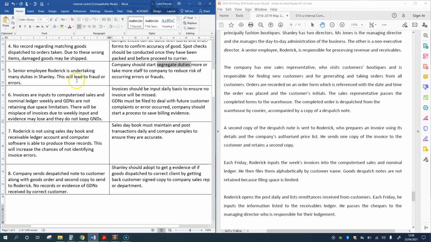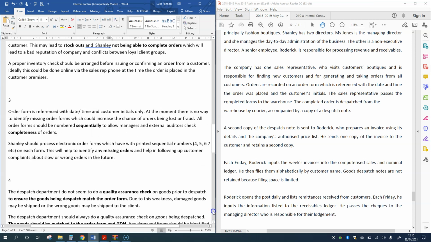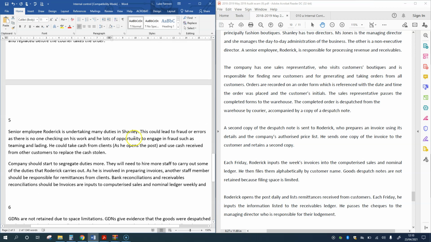So you need to just explain why that will lead to fraud or errors. Like you're saying, this will lead. So you need to explain why: no one is checking his work, or he has ample opportunity to hide errors or hide fraudulent activities, because really no one is checking his work, and he's involved in lots of stages of processes. So that's the bit that was missing.